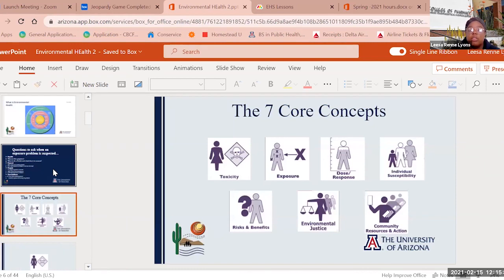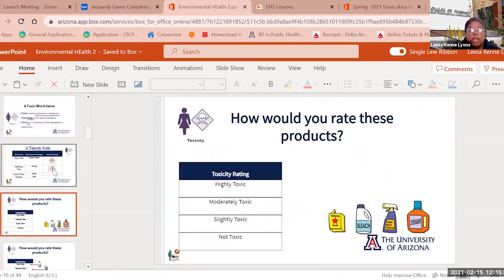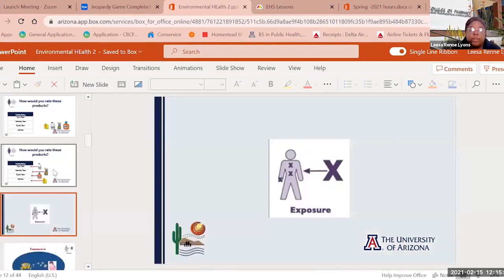We go through each of these 7 concepts and we give visuals to help foster a deeper understanding of the topics that we're covering. And a couple of interactive components where students can really practice their critical thinking skills. So here they're going to be rating these products based on this guide on the side, highly toxic to not toxic at all. And then we show them what the correct placements would be.